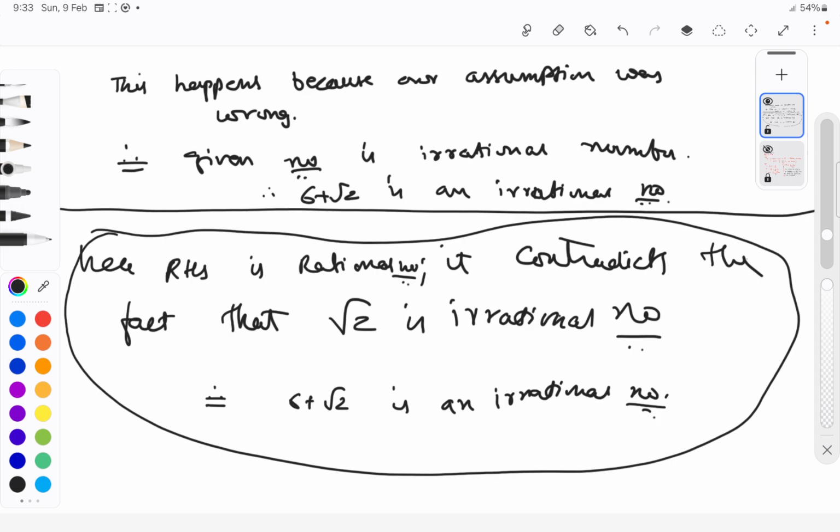Everyone observe this. Hope this is clear. Now we'll move on with one more type of question: root 3 plus root 5. Here we'll be squaring on both sides. Okay, so we'll move on to the next slide.